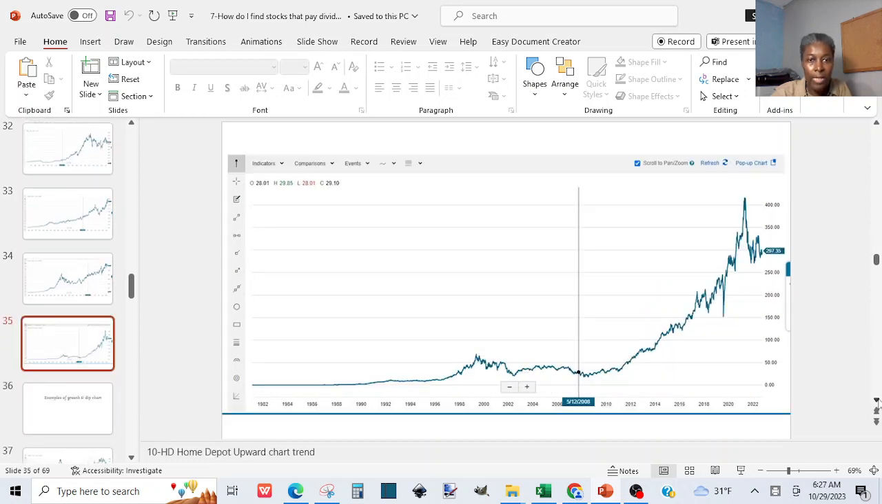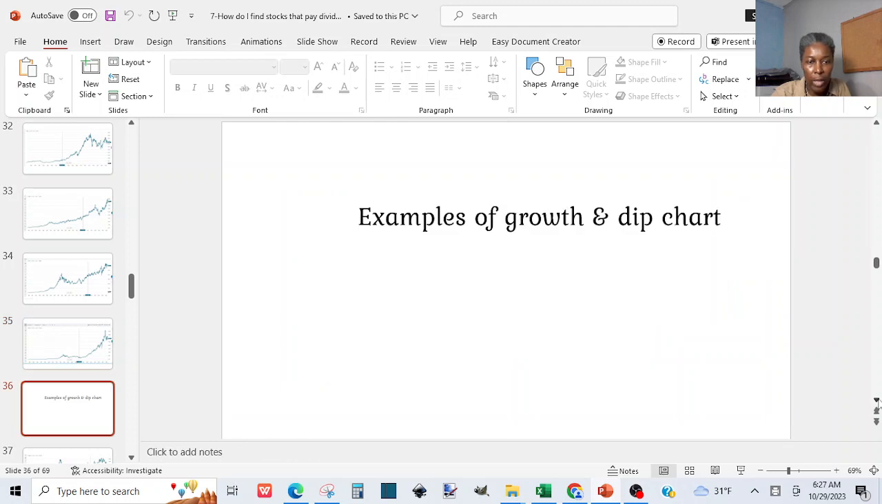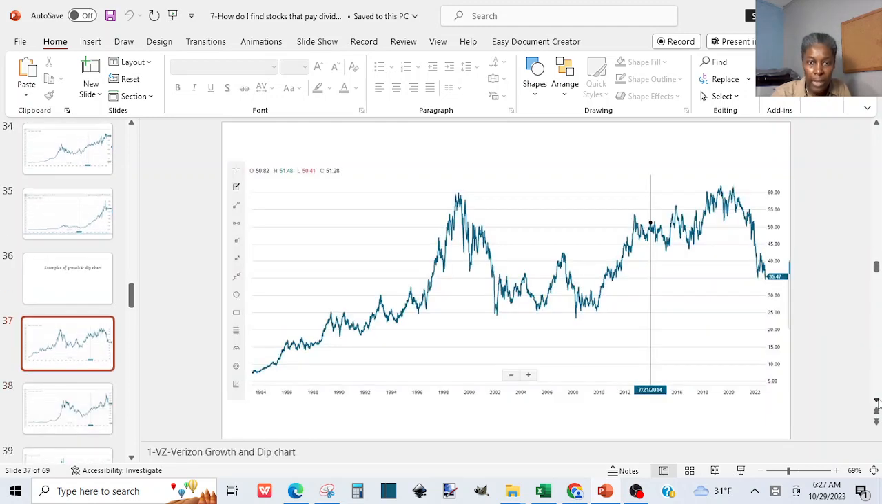And another one is Home Depot. We talk about that one. So an example of growth and dip chart, and this one is Verizon. And you can see Verizon has growth to it.